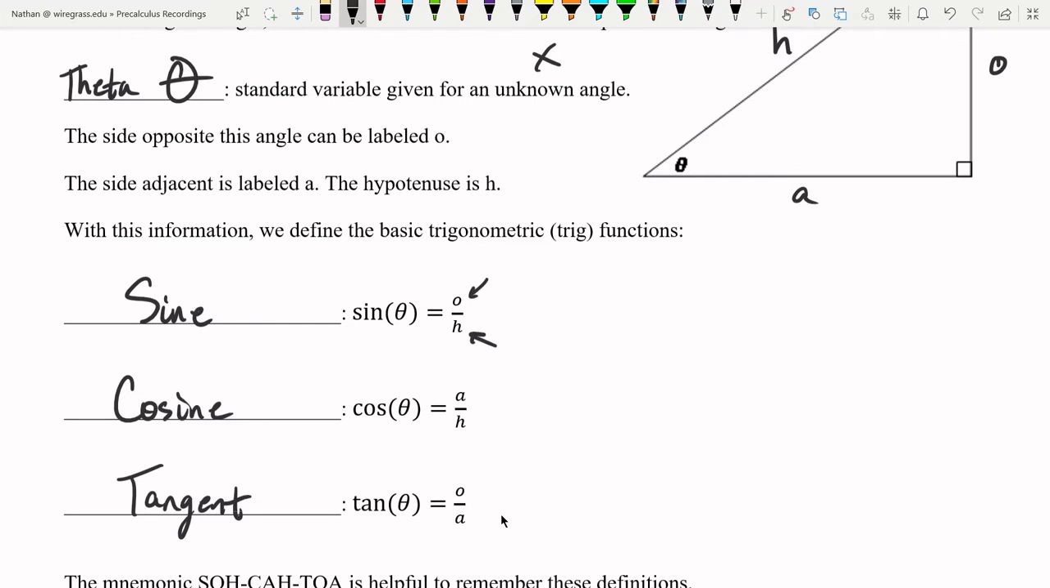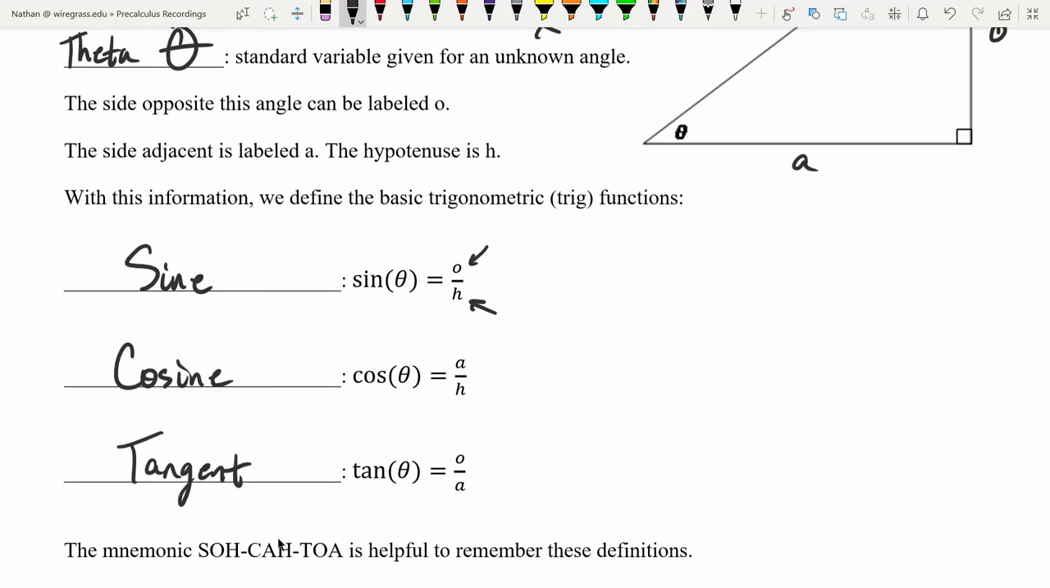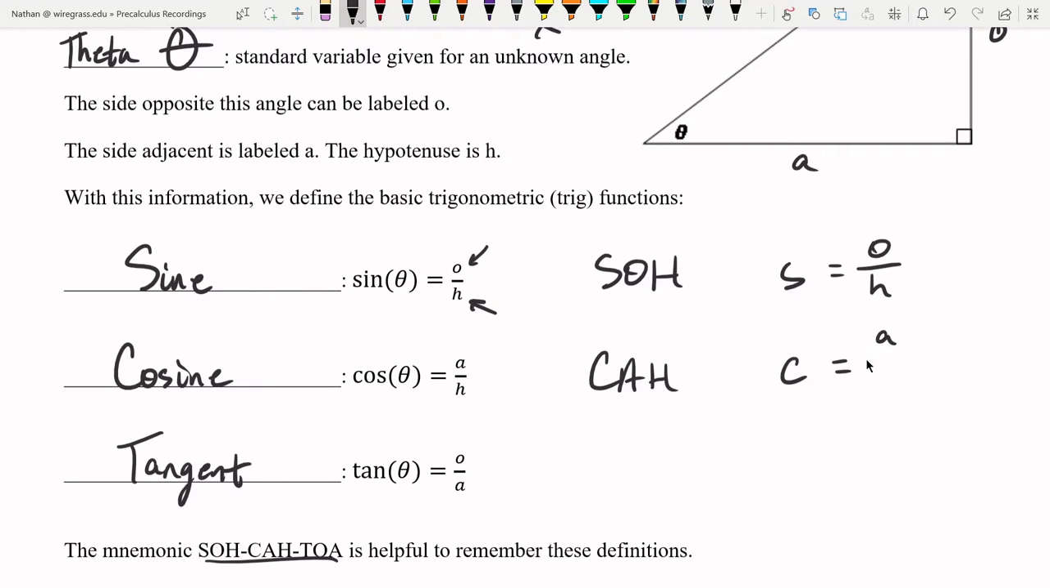And one of the best ways to memorize this is using this mnemonic, SOHCAHTOA. So is sine equals opposite over hypotenuse. Ka is cosine equals adjacent over hypotenuse. And toa is tangent equals opposite over adjacent. That's how you can memorize this.